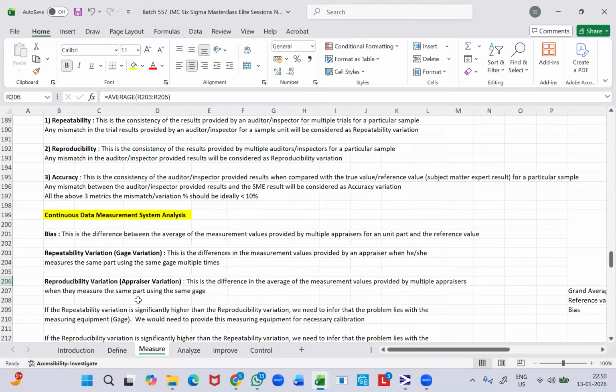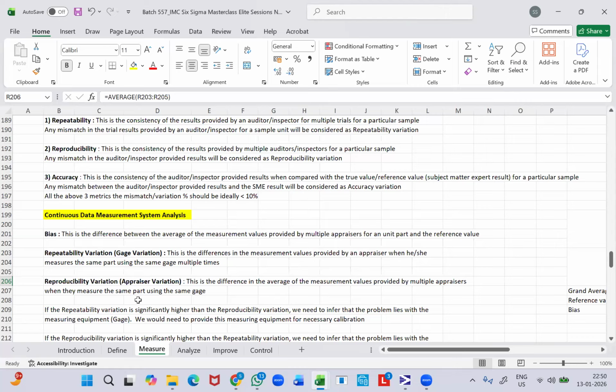So the metric that we need to see is gauge R&R variation, right? It will be given as gauge R&R percentage. That means it is gauge R&R variation percentage. Only if that gauge R&R variation percentage is in excess of the 10% criteria limit, we need to look at whether the repeatability variation or the reproducibility variation has contributed to that excessive overall gauge R&R variation percentage.